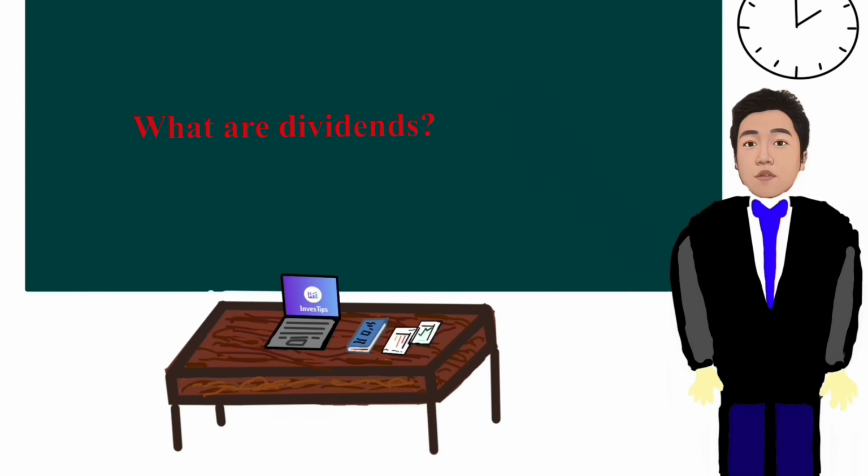So, what are dividends? A dividend is a payment that is given to investors for investing in a company. These are given out over a fixed interval of time and can be received either yearly, quarterly, or on a monthly basis. Many different types of investments can pay dividends, but in this video, we'll be focusing on stocks.